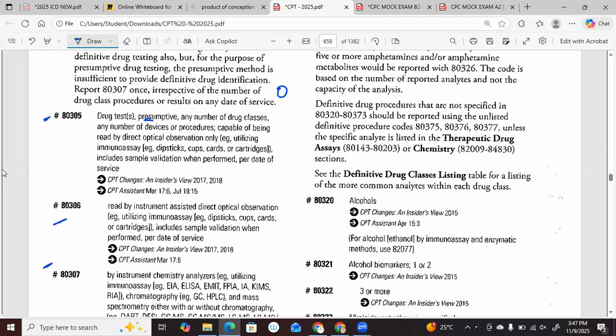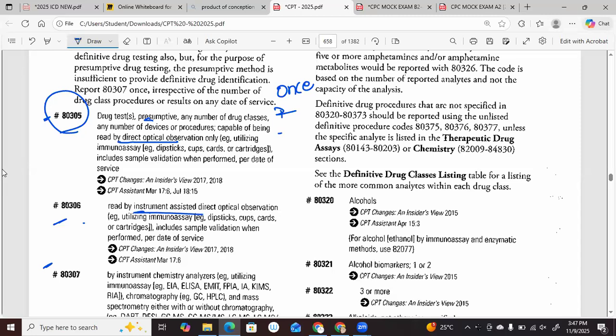We have to bill this code only once, irrespective of the number of drugs. We have to bill this code only once per date of service, and this code is based on the instrument. So if no instrument has been used, it should be 80305. That means if direct optical observation has been done, there is no instrument, then we are going to use 80305.